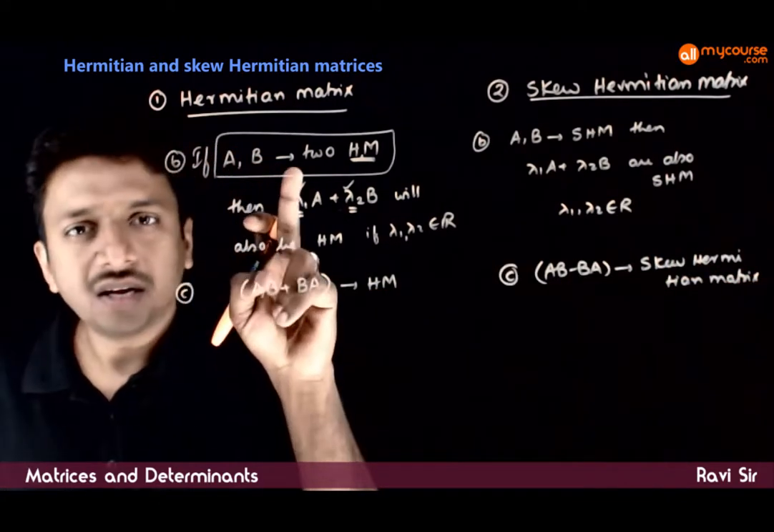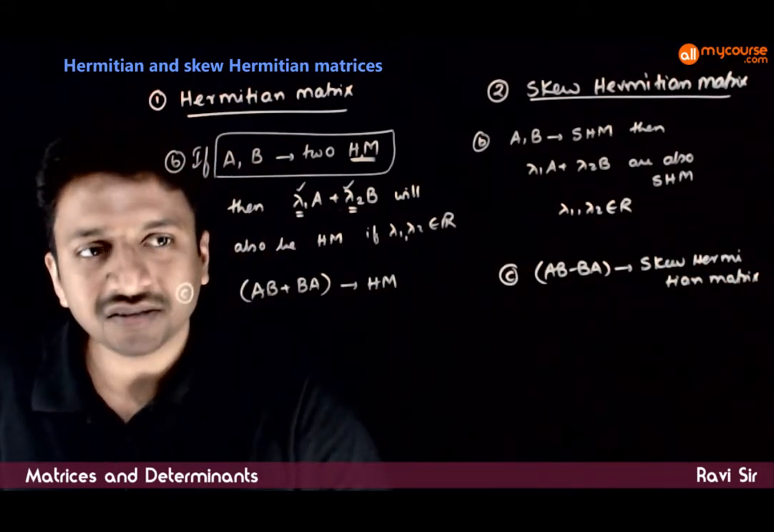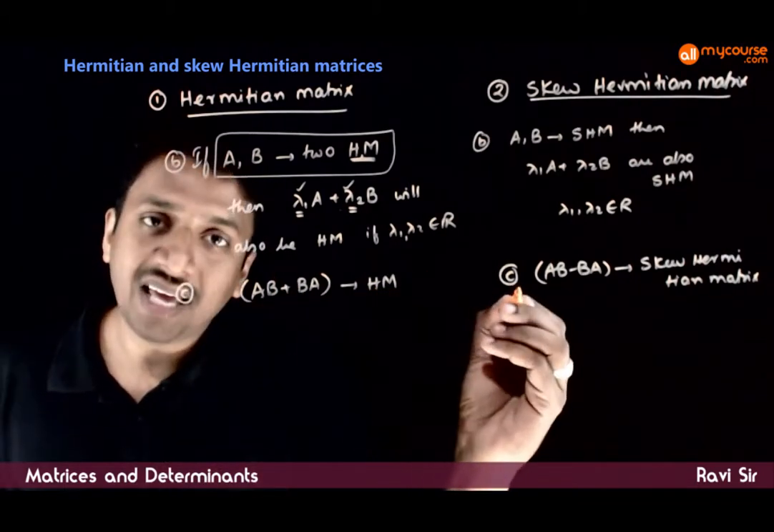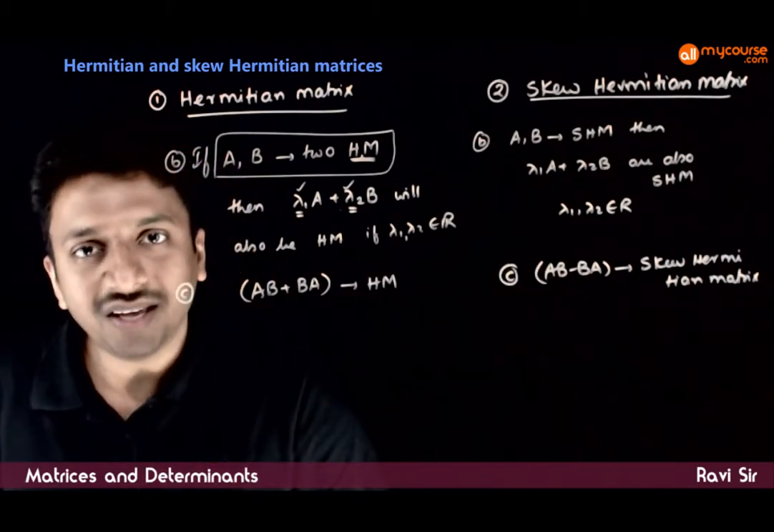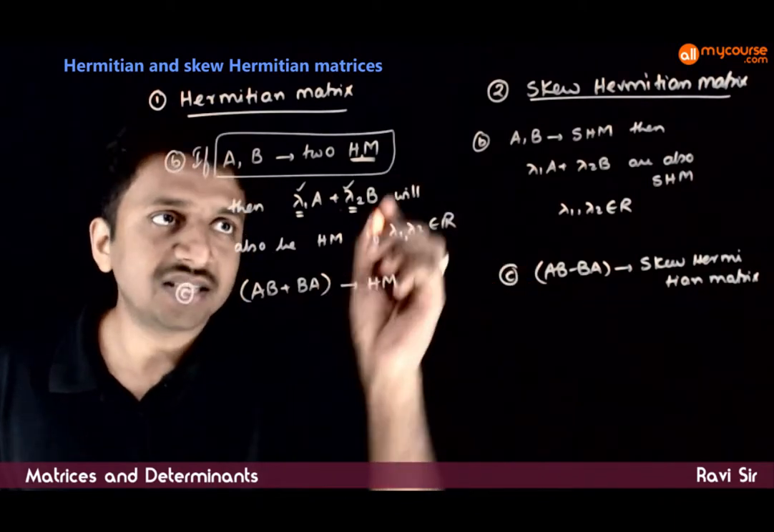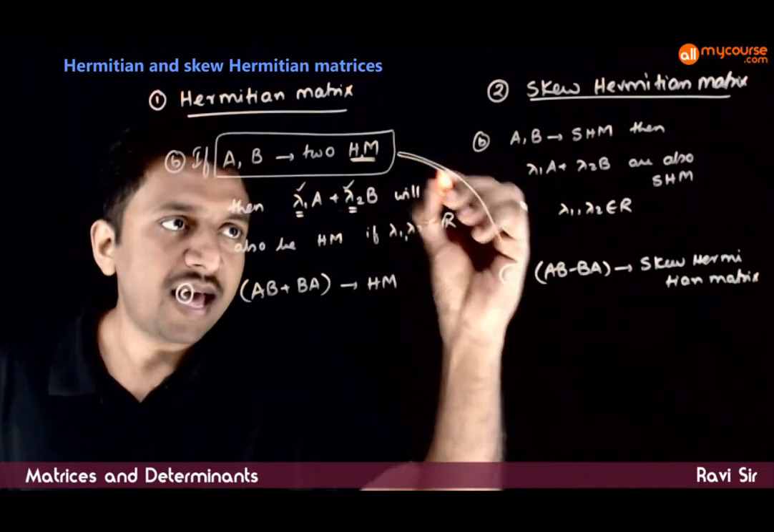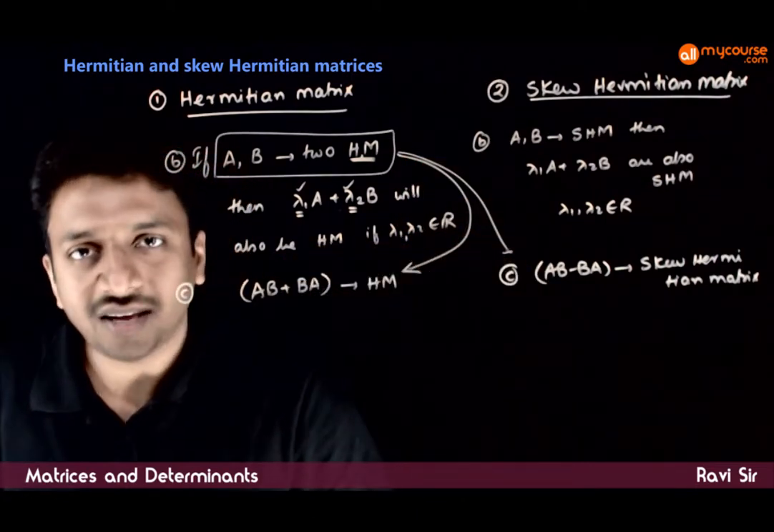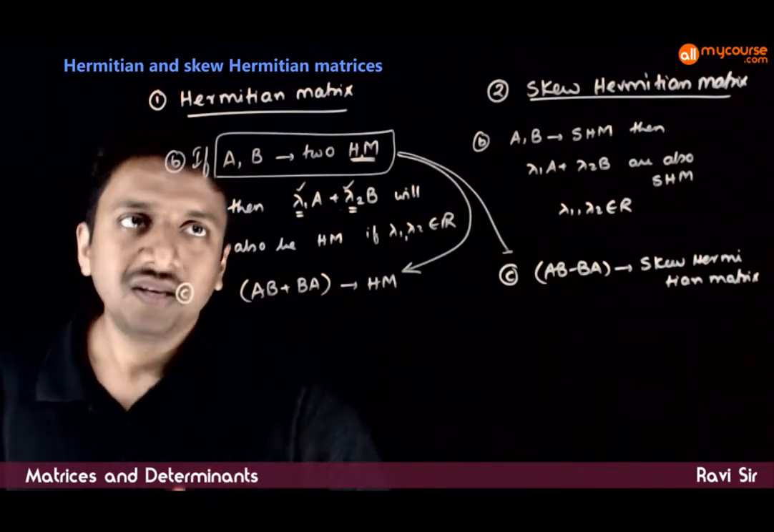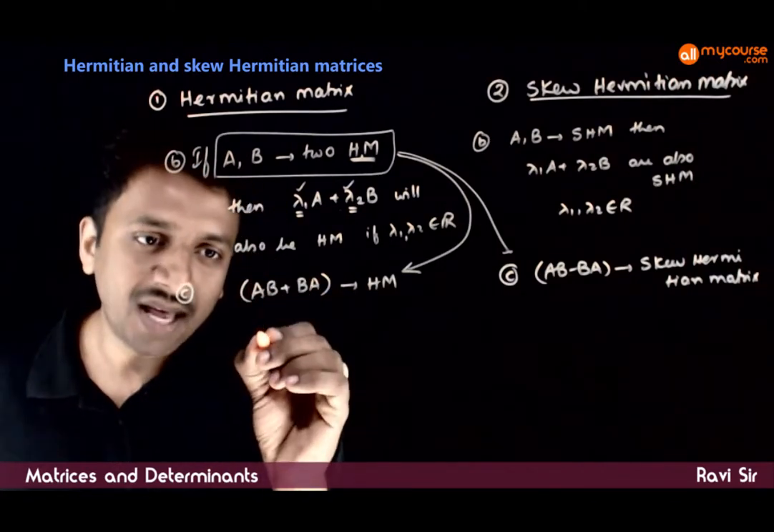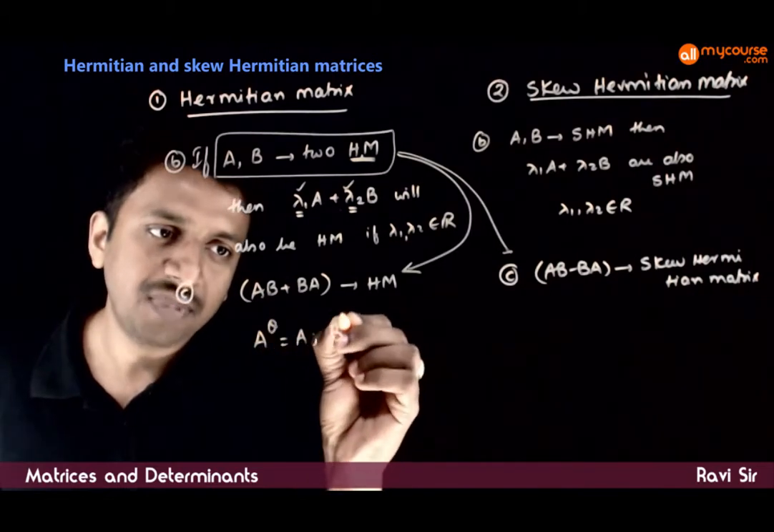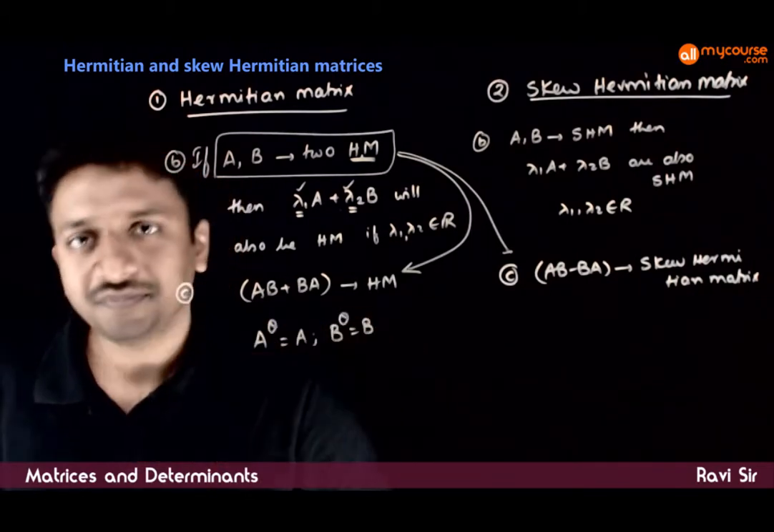So if you take two Hermitian matrices, then AB plus BA will be a Hermitian matrix and AB minus BA will be a skew Hermitian matrix. So this and this both happen if A and B are Hermitian matrices. This is very easy to understand. Let us take A and B as Hermitian matrices, that is A theta is equal to A and B theta is equal to B.